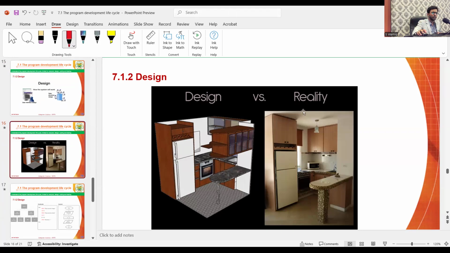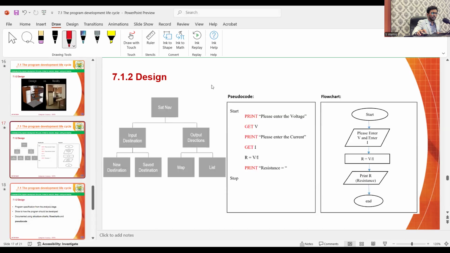Here you can contrast the two areas, that is design and reality. Whatever you are going to write down or create in design is definitely going to come out into your reality. So the program designers can begin planning how the program will work in this phase, and they can say that the design of the program either has to be created as a flow chart, or it has to be created as pseudocode.